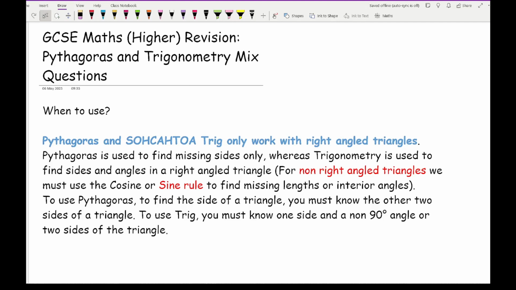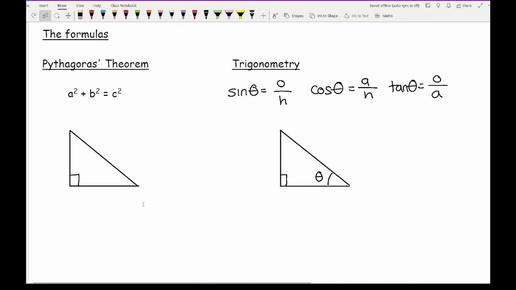Now to use Pythagoras to find the side of a triangle you must know the other two sides of the triangle, and for trig to find a missing side you need to know either an interior non-right angle and one of the other sides, and to find an angle you need to know two sides of that triangle. So let's now have a look at the formulas.